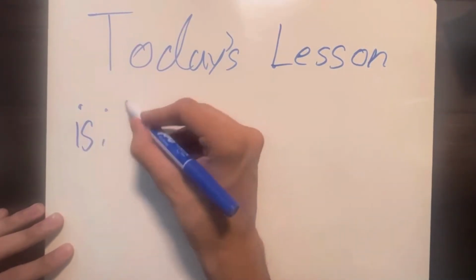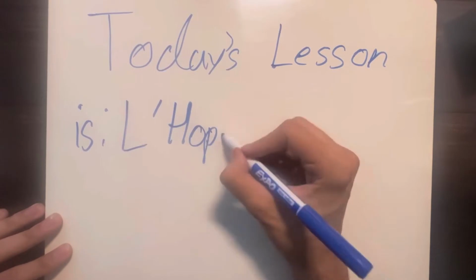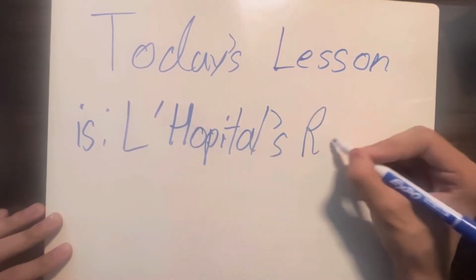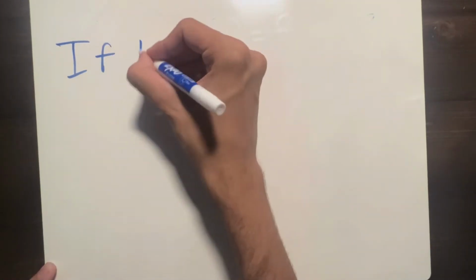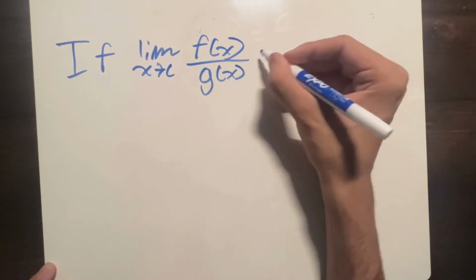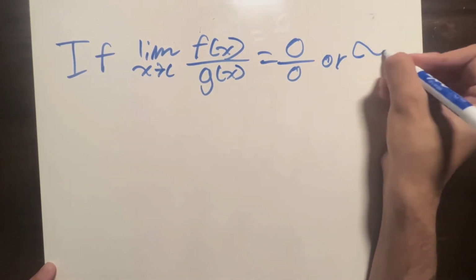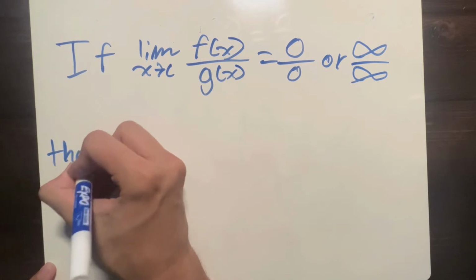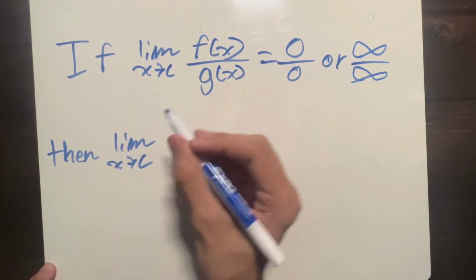Today we will be learning about L'Hopital's rule. L'Hopital's rule states that if the numerator and denominator of a limit are both equal to 0 or infinity, then the limit equals the limit of their derivatives.